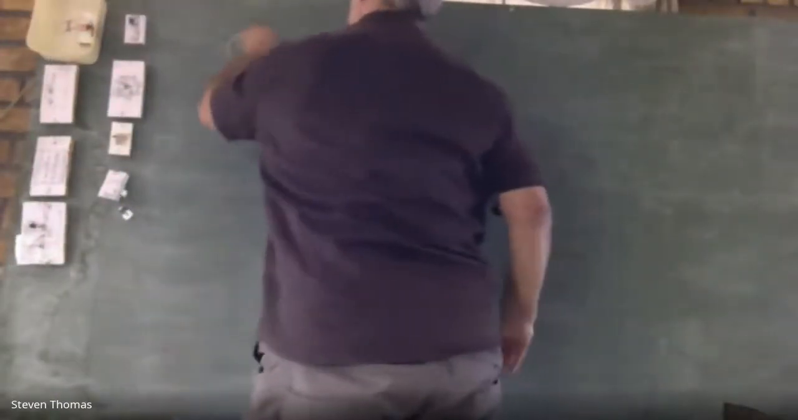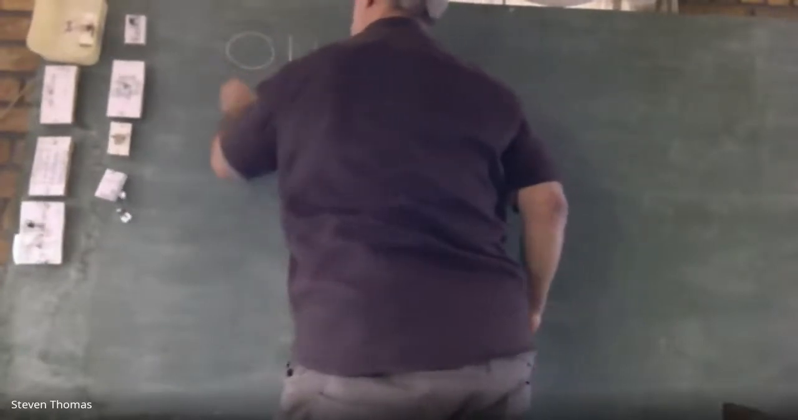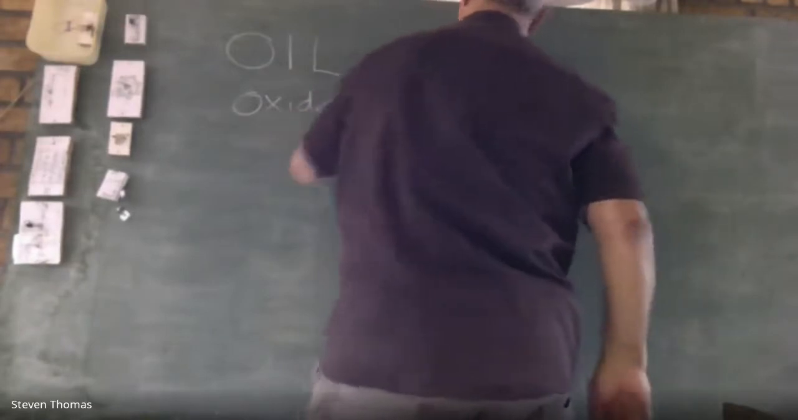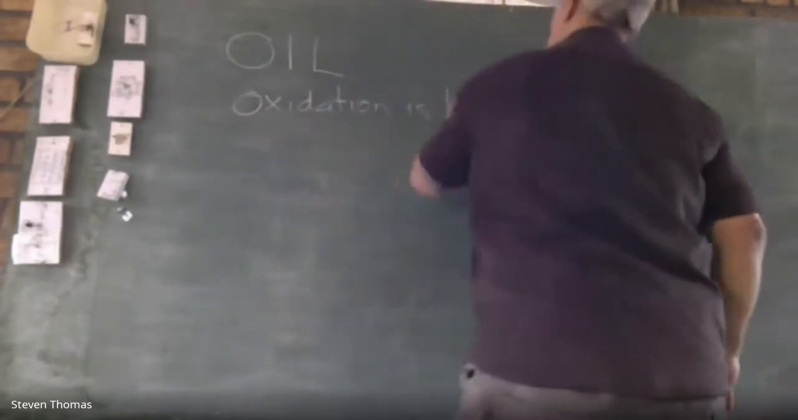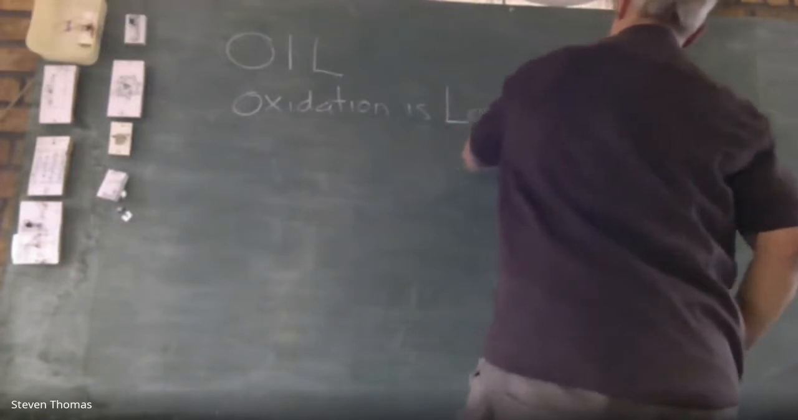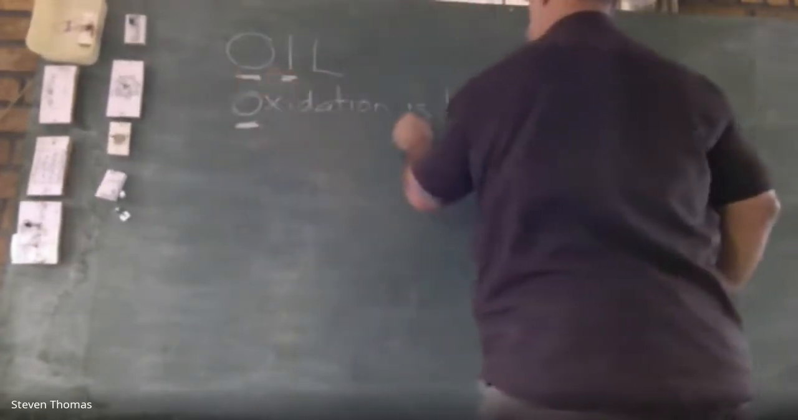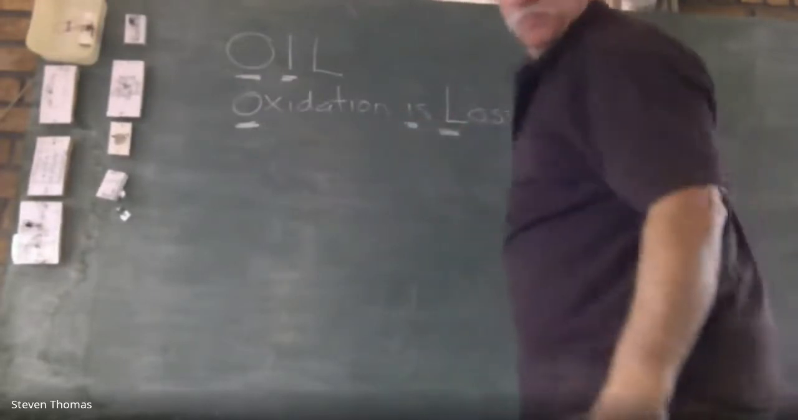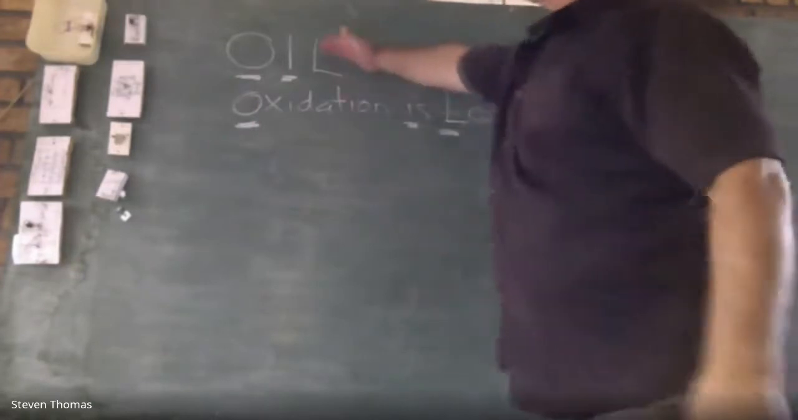So we say that when an atom loses an electron, it's oxidized. Okay, I'll just write that word on the board. O-I-L. Oxidation is the loss of electrons. O-I-L, loss of electrons. Now there's another, this is called a mnemonic.